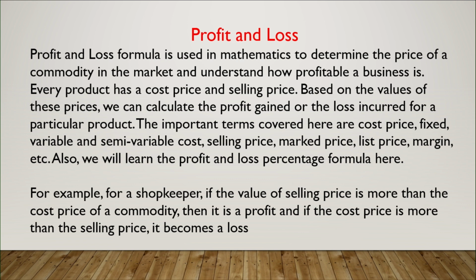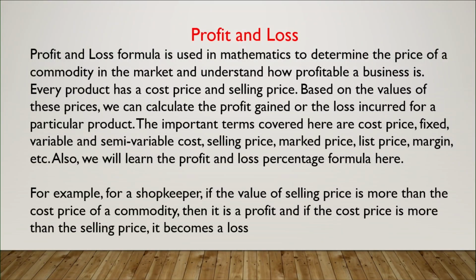If the cost price is more than the selling price, you will get a loss. If the cost price is very low and the selling price is very high, you will get maximum profit. So, depending on the values of cost price and selling price, the profit and loss vary, and the profit percentage and loss percentage also. Clear? Okay. If a product has a cost price and a selling price, based on the values of these prices, we can calculate the profit, gain or loss incurred for a particular product.